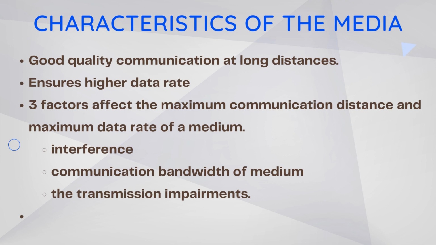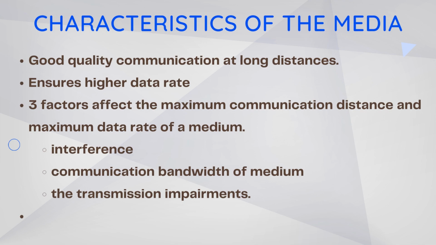A suitable medium typically provides good quality communication at long distances, and it ensures a higher data rate at long communication distances at a lower cost. The three factors that affect the maximum communication distance and the maximum data rate of a medium are the interference, the communication bandwidth of the medium, and the transmission impairments.